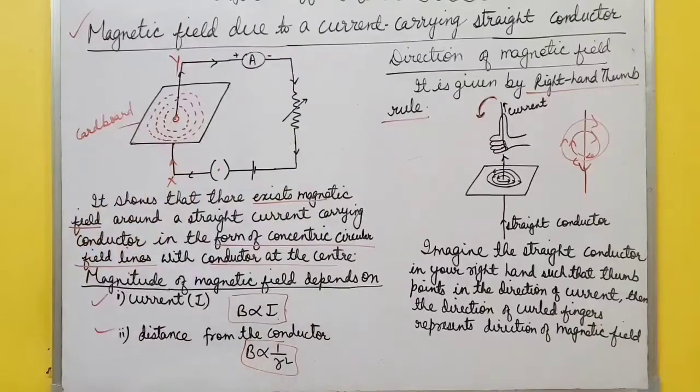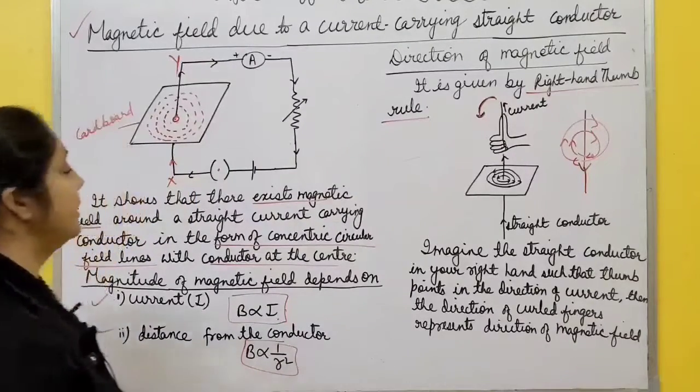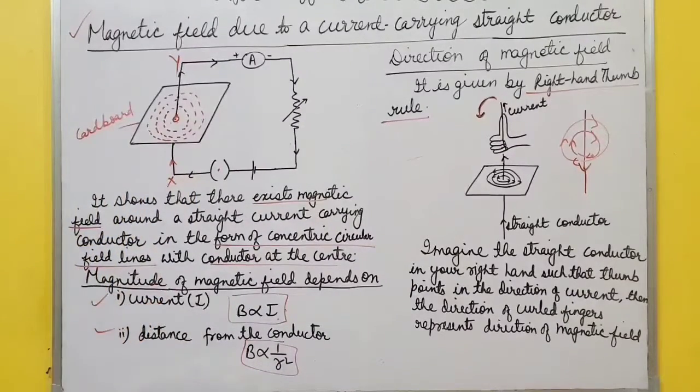So this is about magnetic field due to a current carrying straight conductor, right? Hope it's clear to all of you. Please take a screenshot fast.